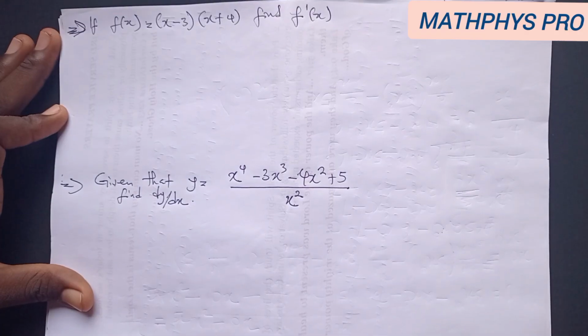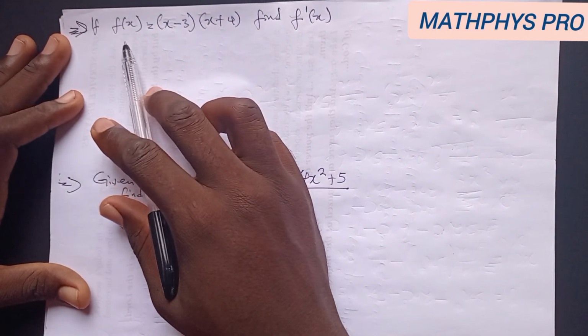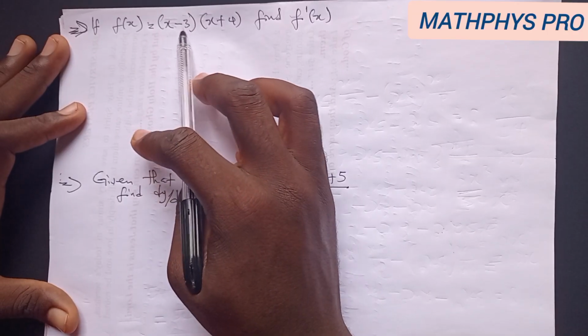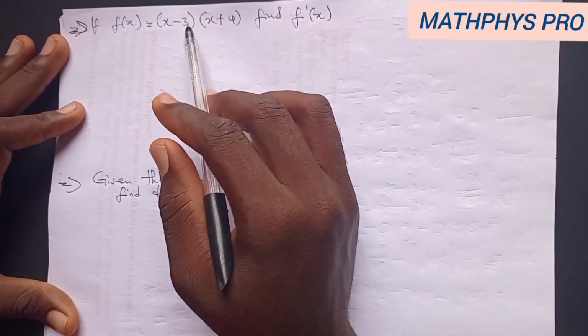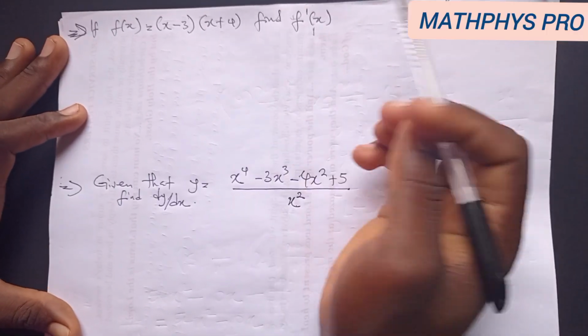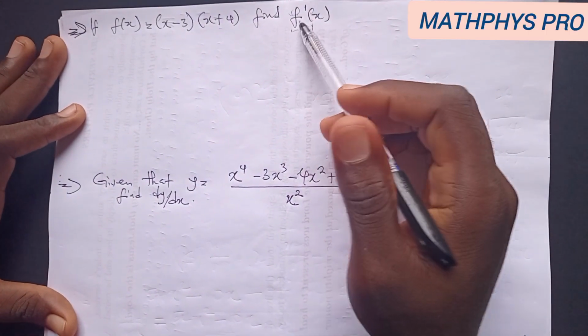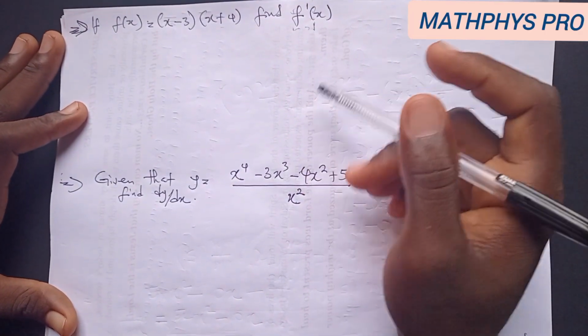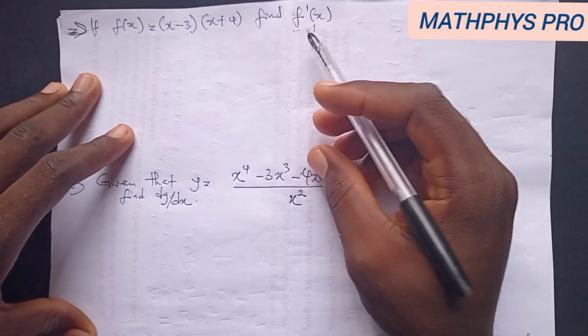So now the next question says that if f of x is equal to x in bracket x minus 3 and bracket x plus 4, find f prime of x. They ask you to find f prime of x. What are they telling you to find? f prime of x, still the same thing as before. Find what? dy/dx, or find the derivative.